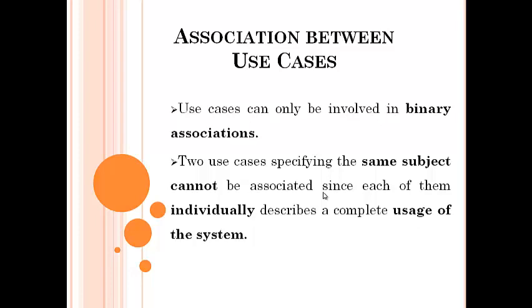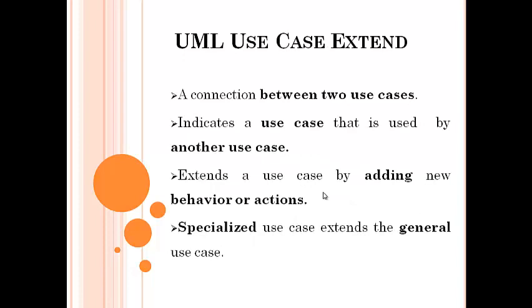Association between use cases: use cases can only be involved in binary association. Two use cases specifying the same subject cannot be associated, since each of them individually describes the complete usage of the system. Use case extend.